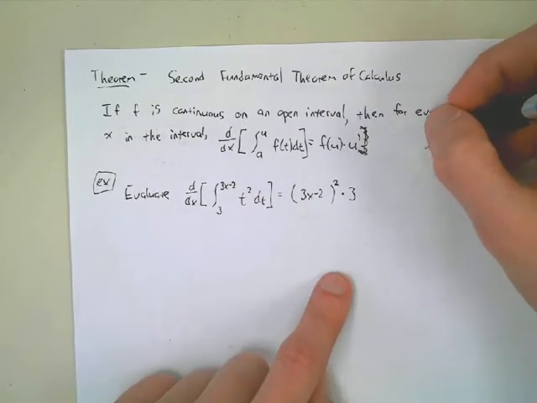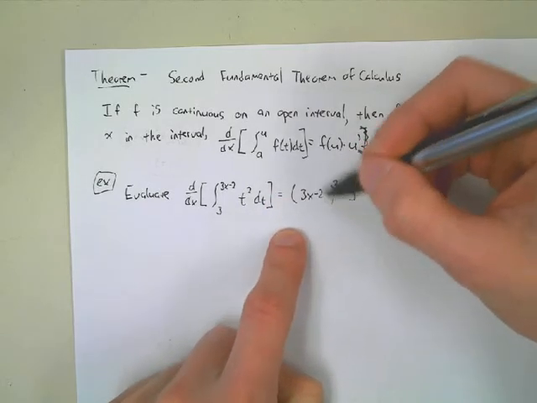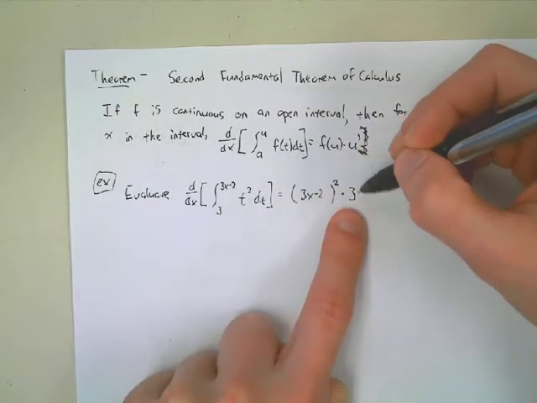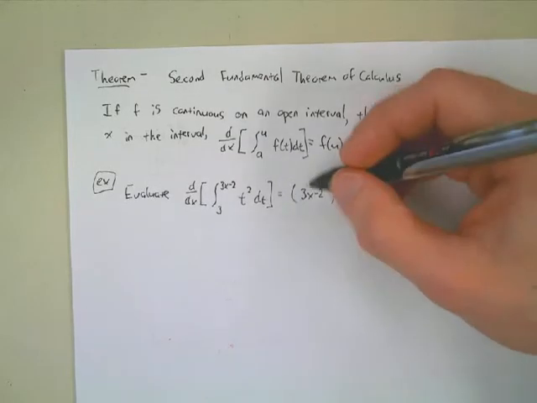There's the f, which is the something squared, the u is that 3x minus 2, and then times the derivative of that u, 3. All right? So that's the answer. That's it. That's all the work there is to it. Yes?